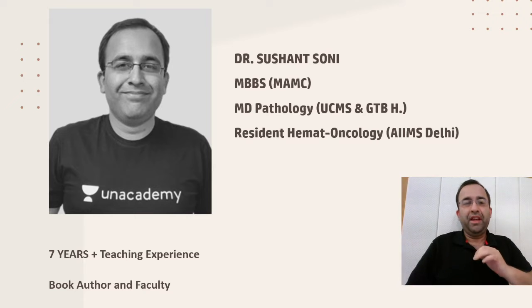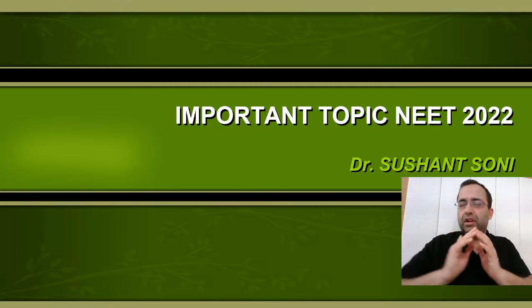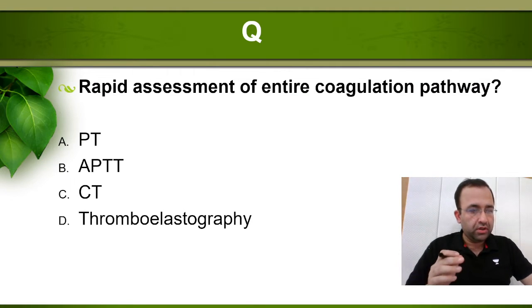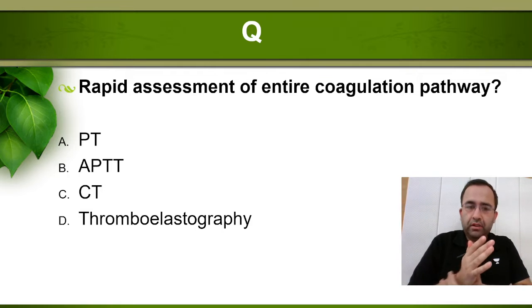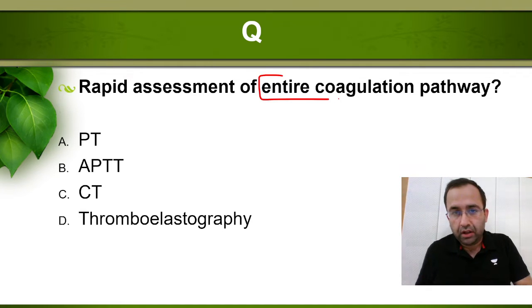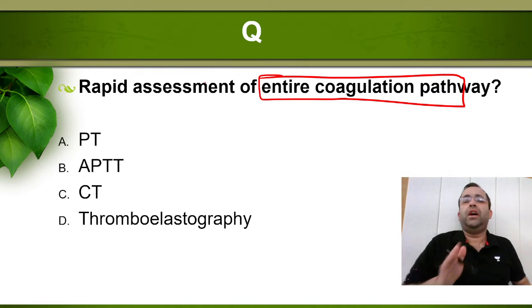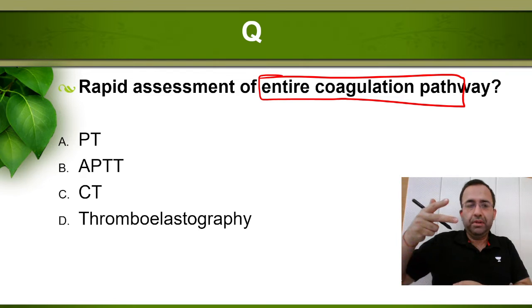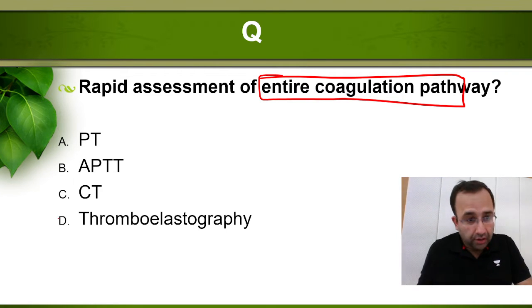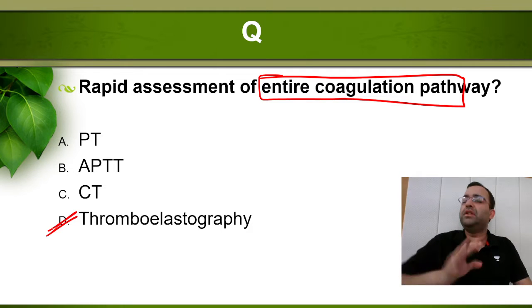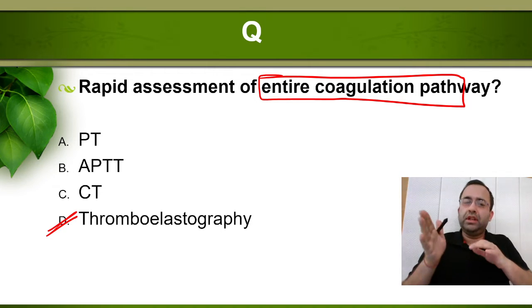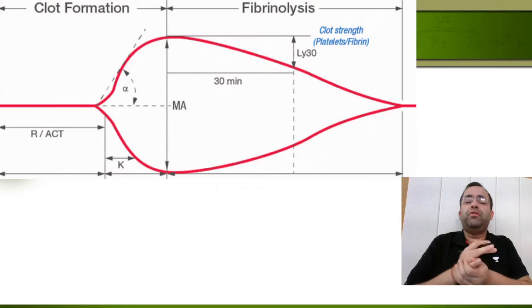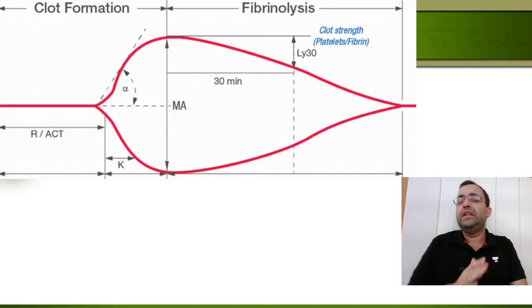I'm Dr. Sushant Soni, and in this session, I want to have a look at an important topic for our NEET PG 2022 exam. This was the question asked last time: rapid assessment of the entire coagulation pathway is performed by which test? PT, PTK, clotting time? Of course, the answer was thromboelastography, TEG, because PT and PTK only look at the extrinsic or the intrinsic pathway respectively. This forms an important topic for future questions.